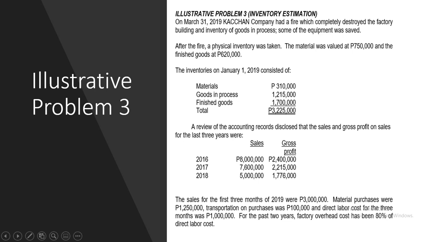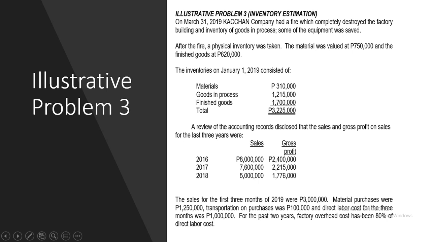So the inventories on beginning January 1, 2019 consisted of the following: materials, goods in process, finished goods. And the review of the accounting records disclosed the sales and gross profit on sales for the last 3 years, which were this one. The sales for the first 3 months of 2019 were 3 million. Materials purchases were 1,250,000. Transportation on purchases was 100,000. And direct labor cost for the 3 months was 1 million. For the past 3 years, factory overhead cost has been 80% of direct labor cost.